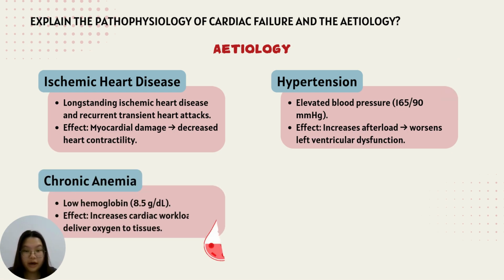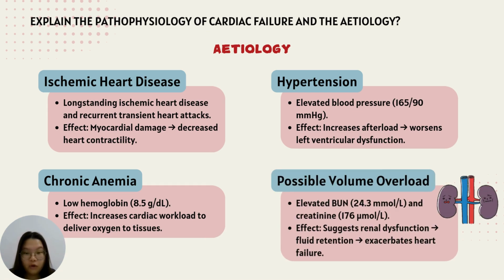Third, chronic anemia, indicated by a hemoglobin level of 8.5 grams per deciliter, increases cardiac workload as the heart compensates to meet the body's oxygen demands, further contributing to failure. Lastly, possible volume overload is suggested by the elevated BUN, also known as blood urea nitrogen, and creatinine levels, indicating potential renal dysfunction. Fluid retention from this could exacerbate the patient's heart failure symptoms.